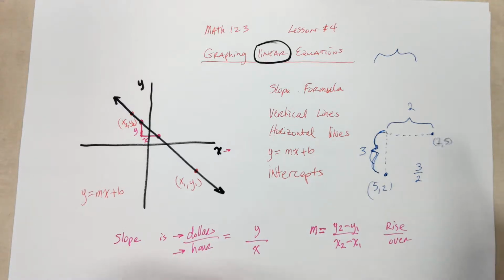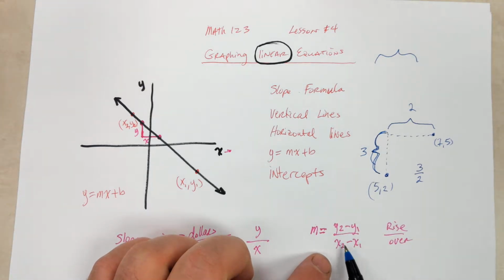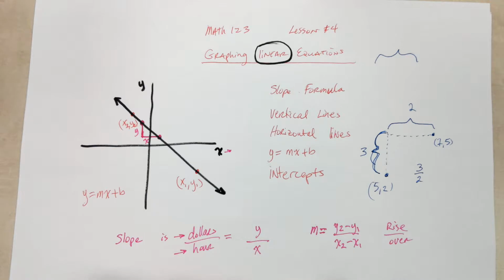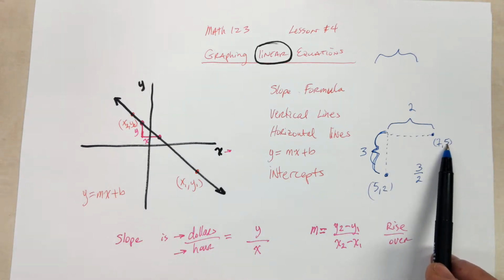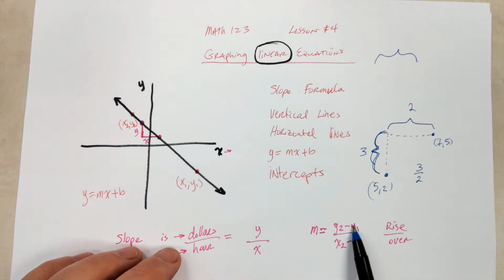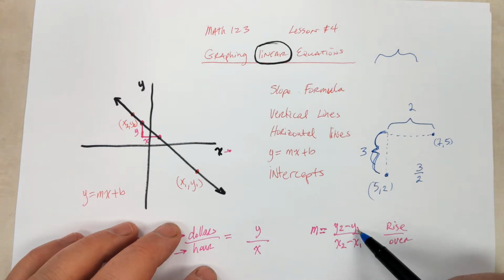All right, so now how that would look with the formula, right? You know what the 2 and the 1 mean? They just mean x2 and y2 go together, and x1 and y1 are the same point. So it could be this one or that one, it doesn't matter. You just pick which one you want to be number 2 and which one you want to be number 1, and then you just plug it in.